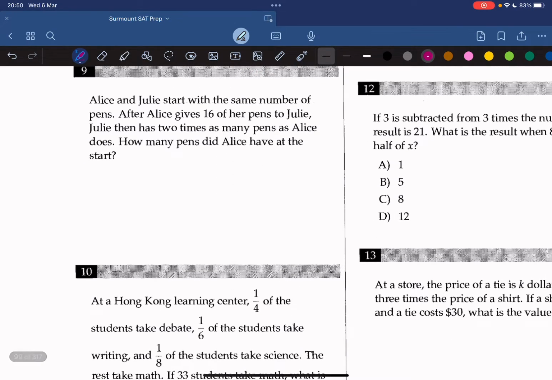Alice and Julie start with the same number of pens. After Alice gives 16 of her pens to Julie, Julie then has 2 times as many pens as Alice does. How many pens does Alice have in the beginning? So we know that they start with the same number, x. And once Alice gives 16 to Julie, Alice is left with x minus 16, and Julie has x plus 16, right? So it's x + 16 is equal to 2(x - 16), because Julie then has 2 times as many pens as Alice, right? And now we can simply plug and play. We can just plug in and then find x. And by doing so, we'll get negative x is equal to negative 48, thus x is equal to 48.